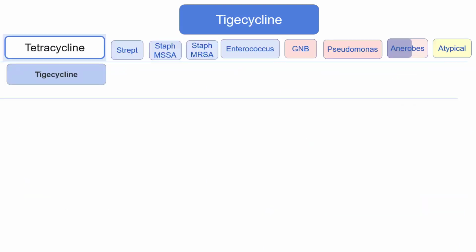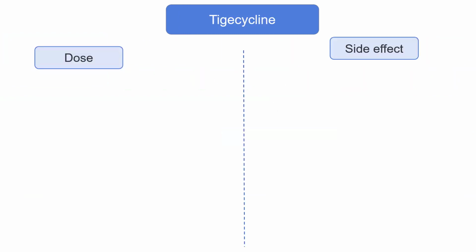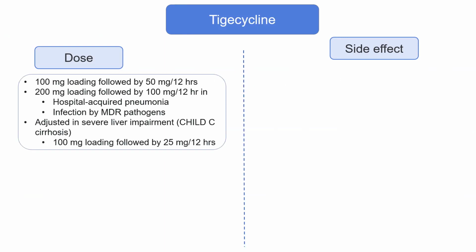For tigecycline, it's a broad spectrum antibiotic covering gram-positive MRSA, gram-negative, anaerobes and atypicals, but has no coverage over Proteus and Pseudomonas. The usual dose is a 100 milligram loading followed by 50 milligram every 12 hours. But we double this dose, especially in patients with hospital-acquired pneumonia or patients infected with multi-drug resistant pathogens. And we reduce this dose in patients with Child C cirrhosis.